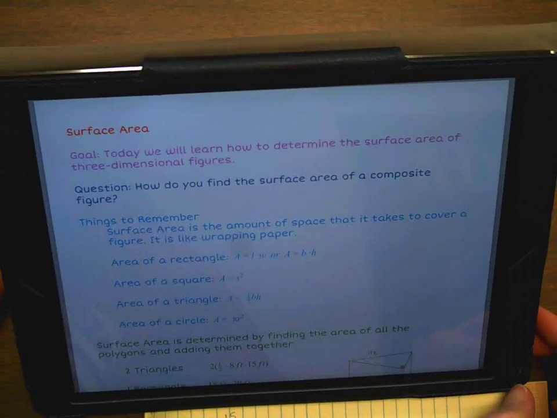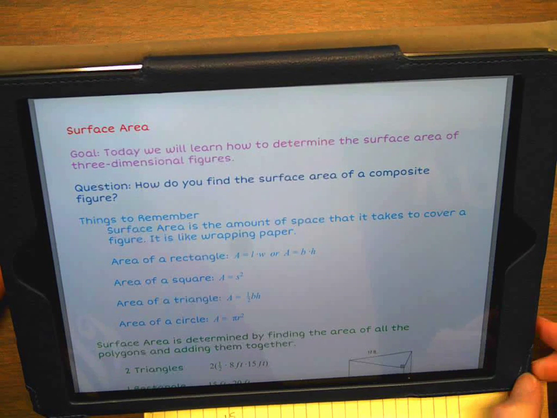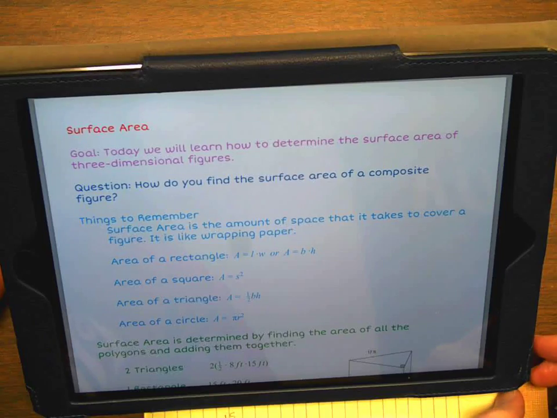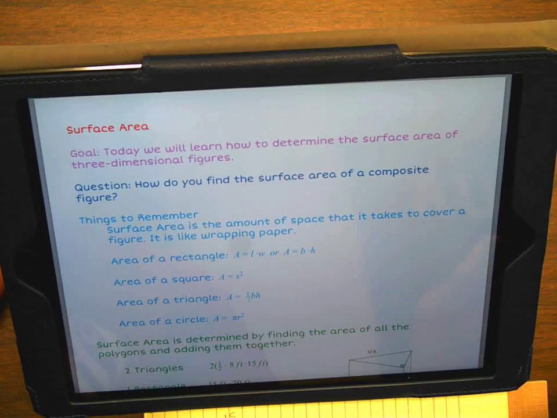Our goal for today: we will learn how to determine the surface area of three-dimensional figures. Question is how to find the surface area of a composite figure. I think you should be feeling pretty comfortable with this.